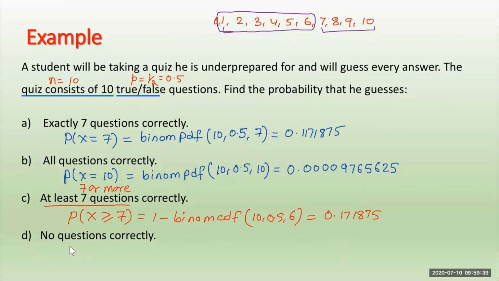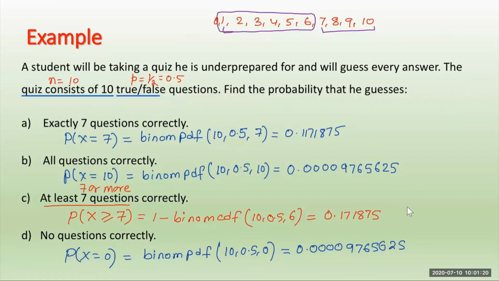Now we have the last part, D. No questions answered correctly. That is the probability that X is equal to 0. No question is answered correctly. So you know that this is binomial PDF because it is exactly 0. So 10, 0.5, and this should be 0. Please type this in your calculator now. Okay, that is the answer.